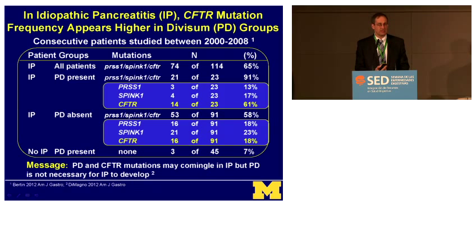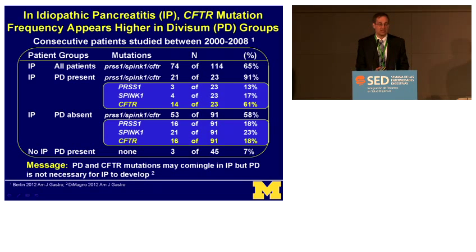The messages from this slide are several-fold. First, the majority of patients with idiopathic pancreatitis had a genetic mutation, PRSS1, SPINK1, or CFTR. This proportion increases in patients who had pancreas divisum. It rises to 91%. In patients with idiopathic pancreatitis, CFTR mutations also appear to be significantly higher in patients with pancreas divisum versus those without pancreas divisum.